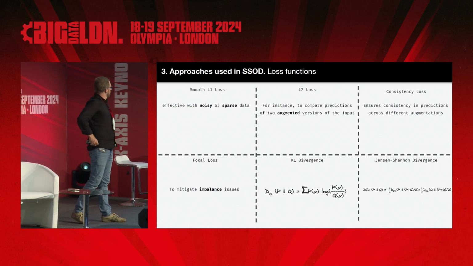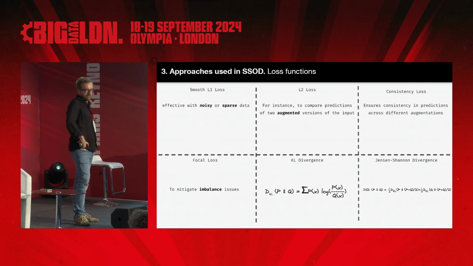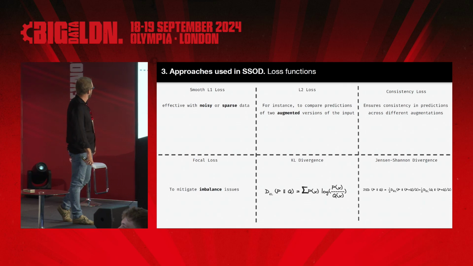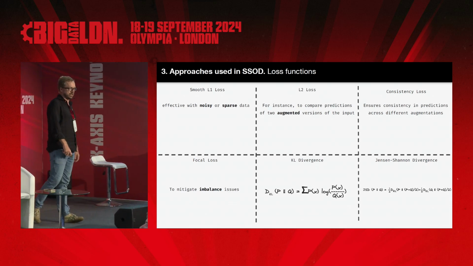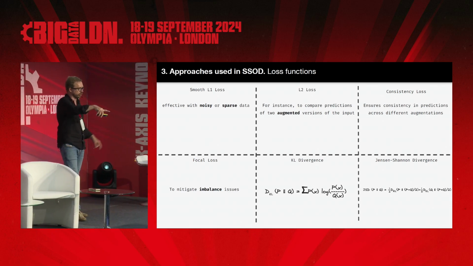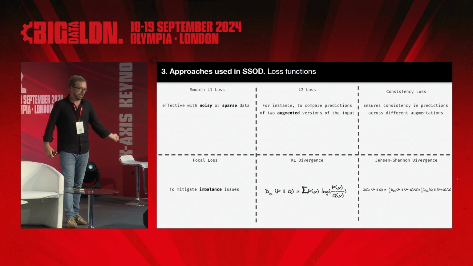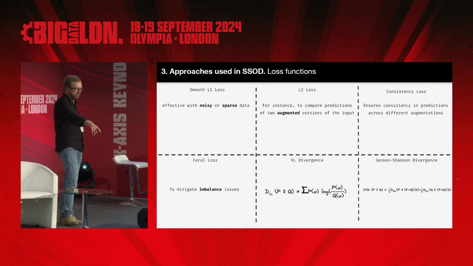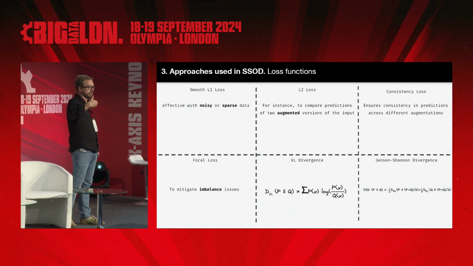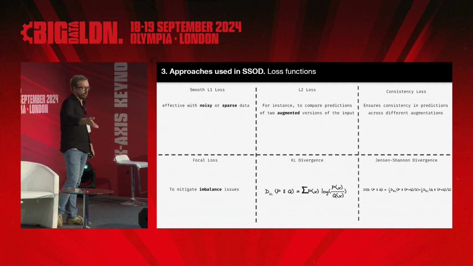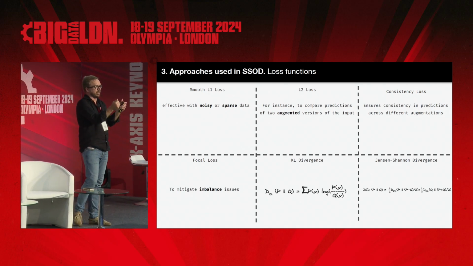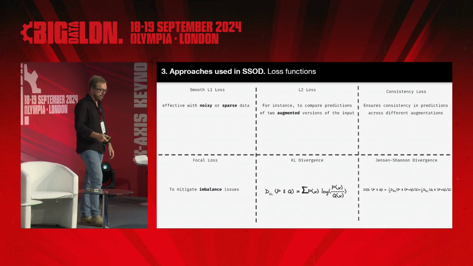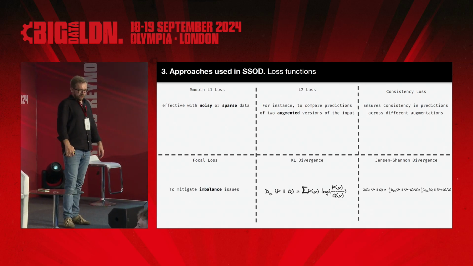So I already mentioned a bit about loss functions. Most of them I put here that people use in semi-supervised object detection. Smooth L1 loss, L2 loss I showed in the previous example. I showed Jensen-Shannon divergence, which I said is kind of a derivative of KL divergence, which compares how close the distributions of the data are.